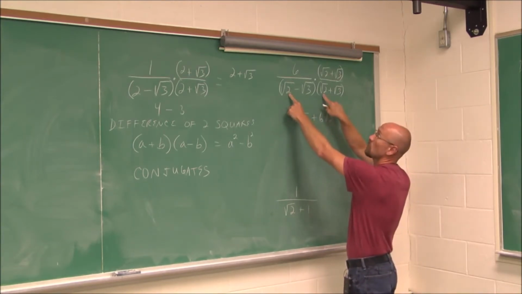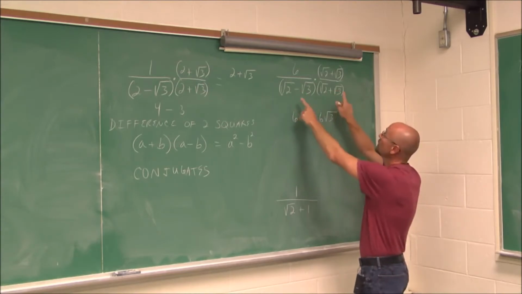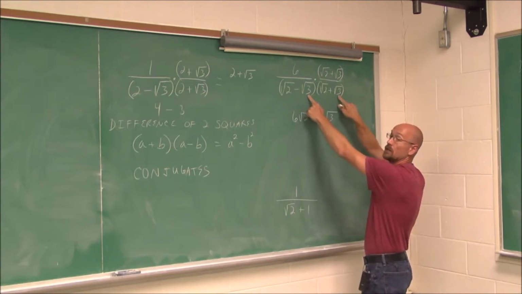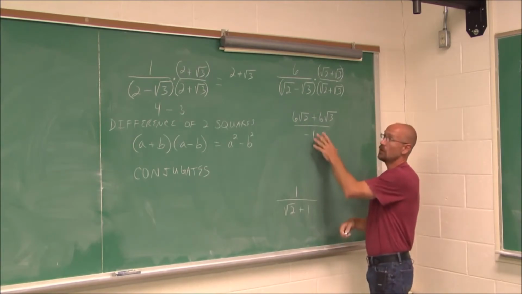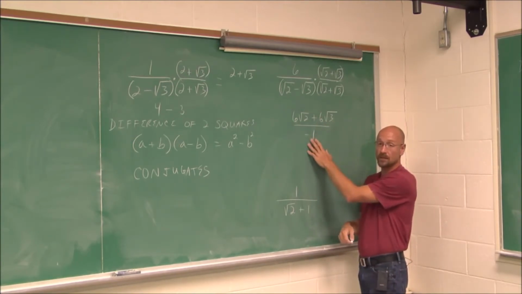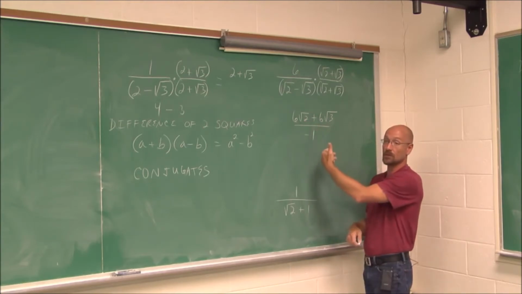Well, the first term squared is 2. It gets rid of that square root. The next term would be minus 3. 2 minus 3 is a negative 1. Now, with the last example, it is a positive 1. So to simplify it was simple. We got rid of it.